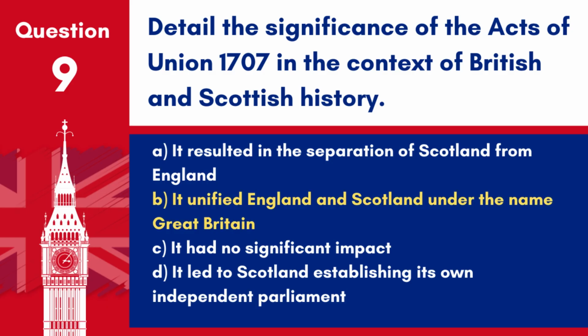Answer: B. It unified England and Scotland under the name Great Britain. The Acts of Union 1707 were significant as they politically united England and Scotland under the single sovereign state of Great Britain, which had profound historical, political, and cultural implications for both countries.